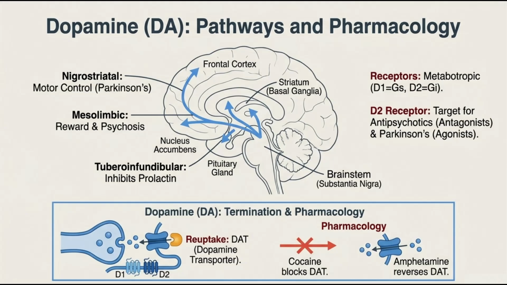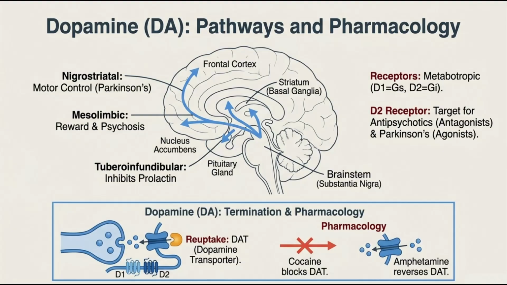And finally, pathway 3, the tuberoinfundibular pathway. That's a mouthful. It is. It just means it connects the hypothalamus down to the pituitary gland. And in this pathway, dopamine's main job is to act as a brake. It tonically inhibits the secretion of the hormone prolactin.